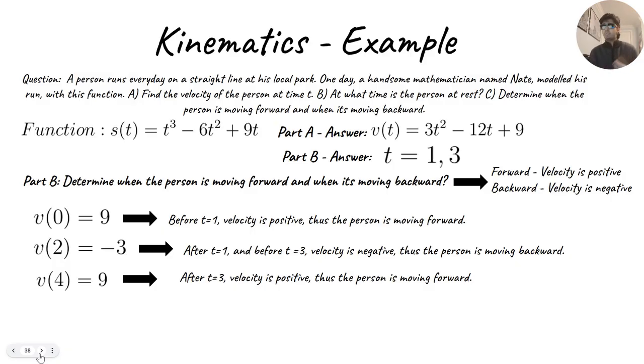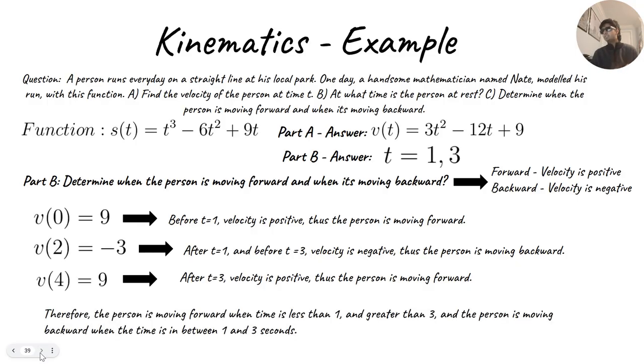And then at 4 seconds, velocity is equal to 9. After t equals 3, velocity is positive, thus the person is moving forward. Thus, we can state, therefore, the person is moving forward when time is less than 1 and greater than 3. And the person is moving backward when time is in between 1 and 3 seconds. Make sense? Alright.